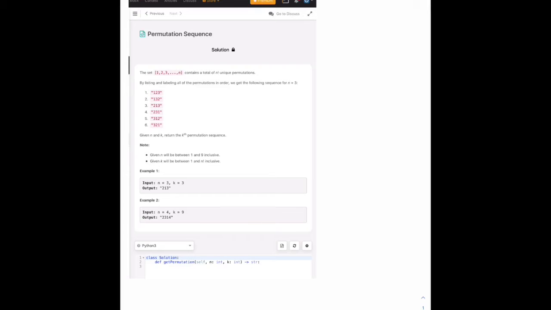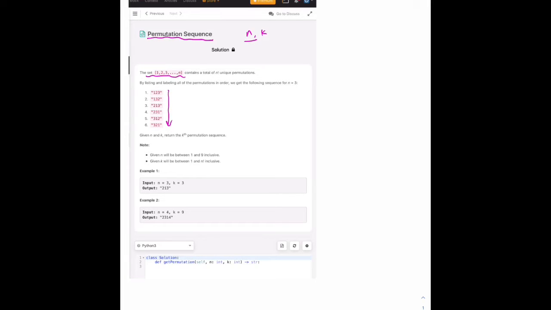So the problem of LeetCode today we are looking at is permutation sequence. The question is pretty simple. You will be given a number n and number k. For the number n, we'll have a set of 1, 2, 3 until n. And then of all of the permutations of these numbers, we need to return the kth element, given that all of the permutations are ordered.